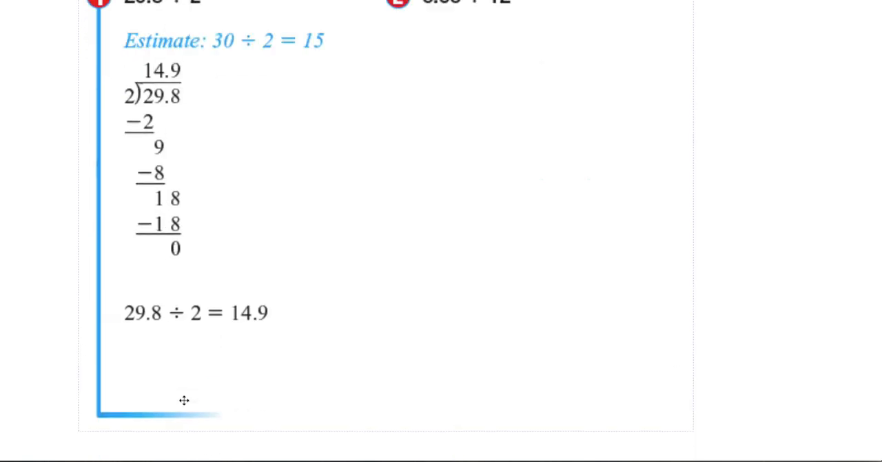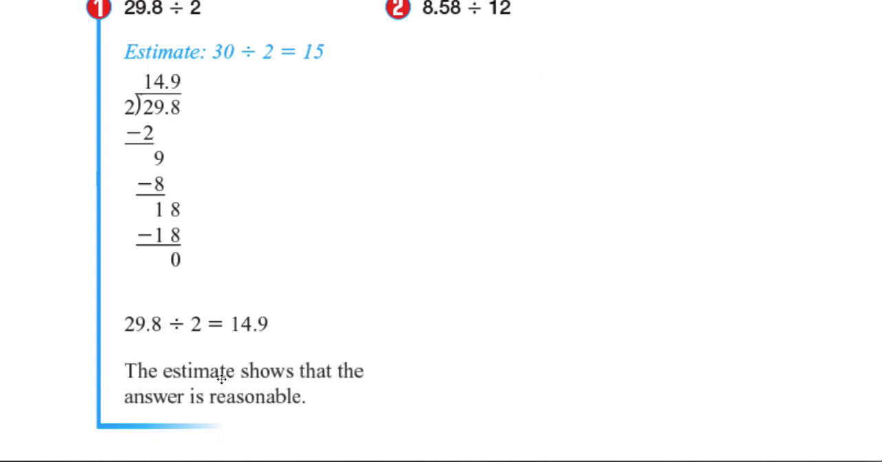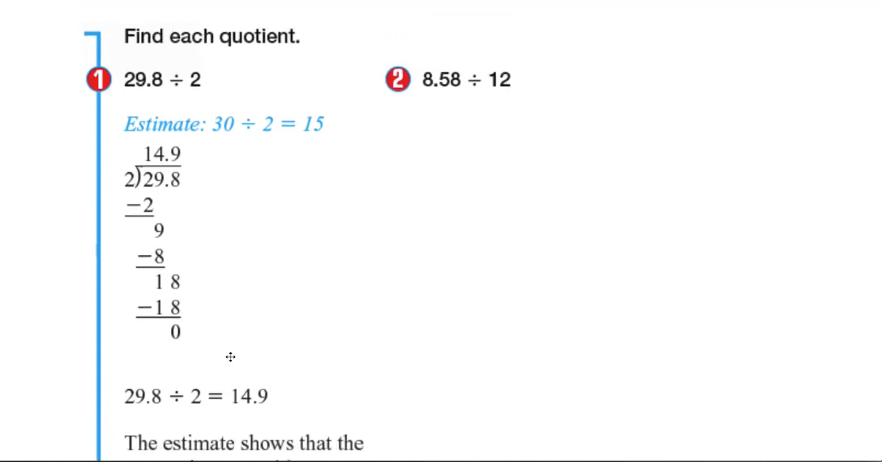It basically shows us that the estimate is close enough. Our answer is reasonable. Next problem, 8.58 divided by 12. Again, we go back and we estimate. Estimate 10 divided by 10, because 8.5 is close enough to 10, and 12 is close enough to 10. They're compatible with each other, and that's the reason why we didn't do 9 divided by 12. So our estimate should be close to 1.